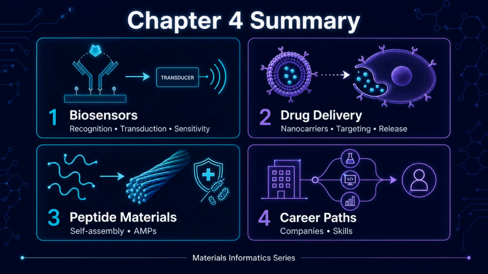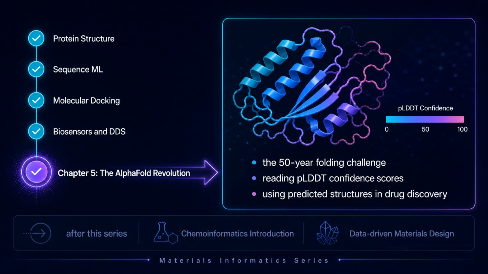Let's summarize Chapter 4. We covered biosensors including recognition elements, signal transduction, and sensitivity optimization. Drug delivery systems with nanoparticle carriers, targeting ligands, and release control. Peptide materials including self-assembling peptides and antimicrobial peptide design. And finally, career paths in biomaterial companies, pharmaceutical companies, and biotech ventures. That wraps up the applications chapter.